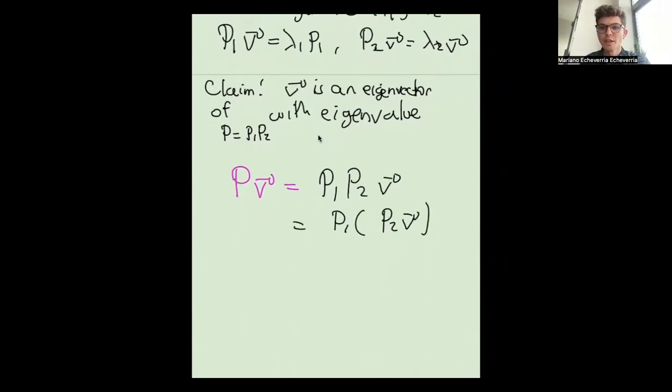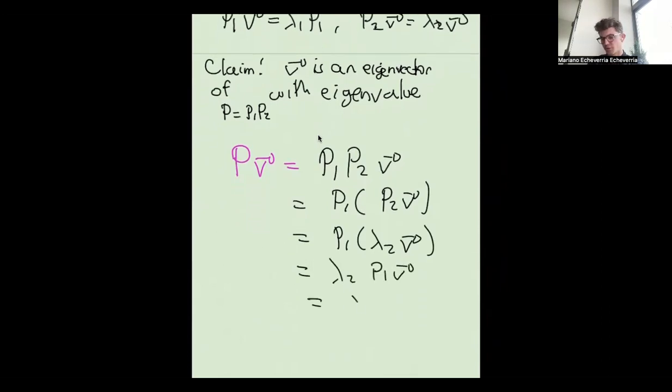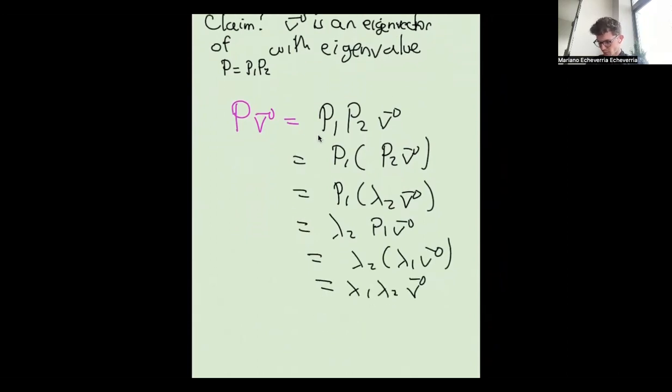So what is P2V? That's lambda 2V, right? And remember, constants can be taken out of a matrix multiplication, so that's lambda 2 P1V, and that is lambda 2 times P1V, which is lambda 1V. So this is lambda 1 lambda 2 V. So the eigenvalue is what? It's a product of the eigenvalues, right?